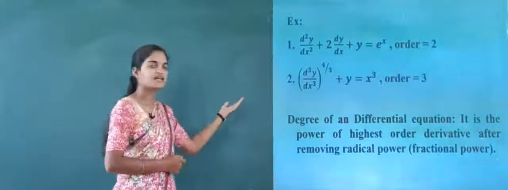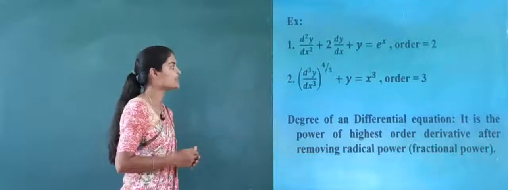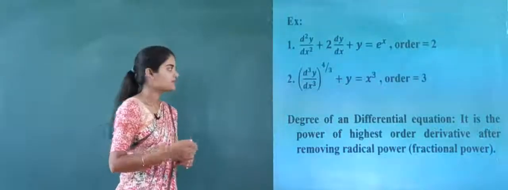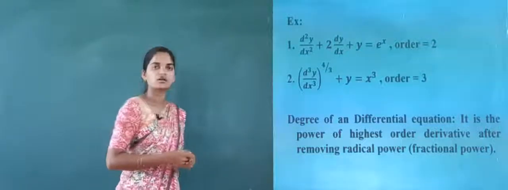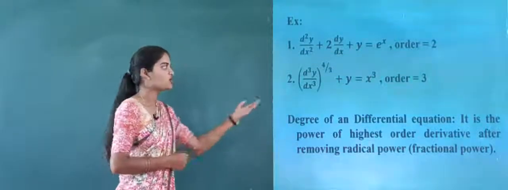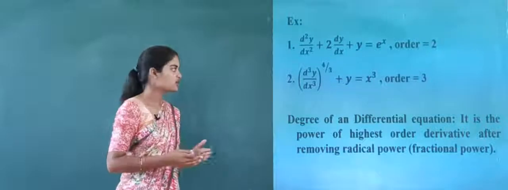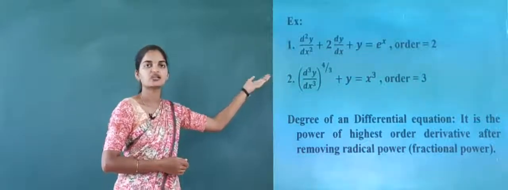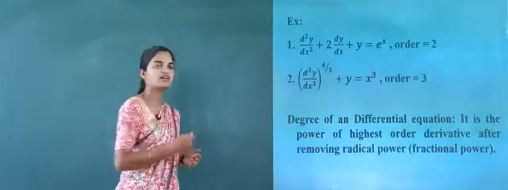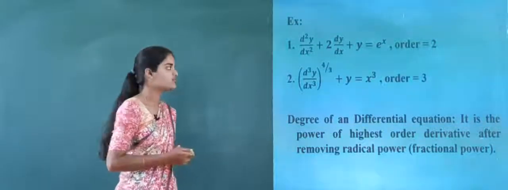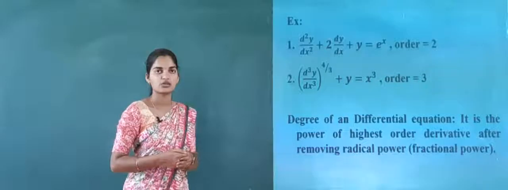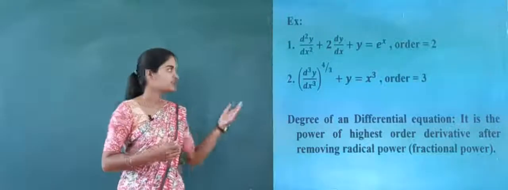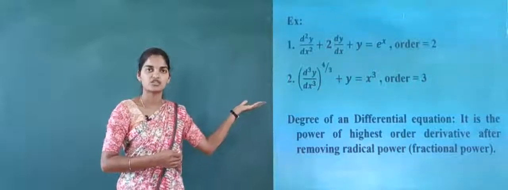Next example: d cube y divided by dx cube, raised to 4 by 3, plus y is equal to x cube. Now order is equal to 3, I have written. Why? Because in this example the only derivative that exists is of third order, that is d cube y by dx cube. Therefore directly we can write order is equal to 3. So till now we have seen the order and an example for the order of a differential equation.